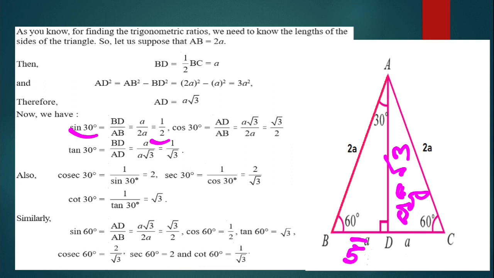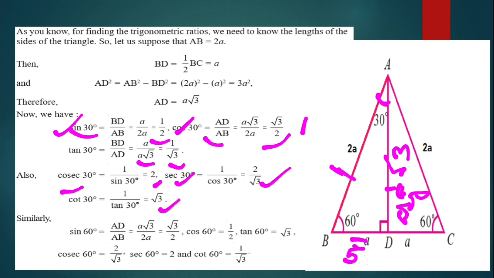Now cos 30, the formula of cos 30 is adjacent by hypotenuse, that is AD by AB. Put the value of AD and AB, you will get root 3 by 2. Similarly for tan 30, tan 30 is opposite by adjacent, that is BD by AD. Put the values, 1 by root 3. Now cosec 30 is the reciprocal of sin 30, that's why the value will be 2. Sec 30 is the reciprocal of cos 30, that's why the value will be 2 by root 3. And cot 30 is the reciprocal of tan 30, that's why the value of cot 30 will be root 3.